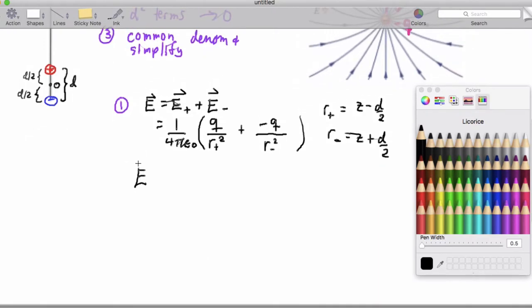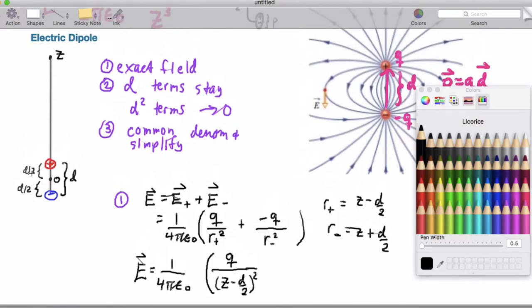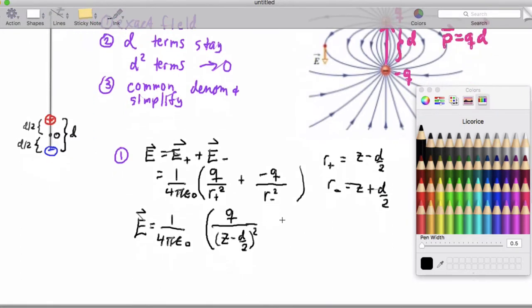So E ends up being equal to 1 over 4 pi epsilon naught, q over z minus d over 2 quantity squared. This comes from looking at the picture. My distance from my origin up to here is z, but I'm d over 2 short for the positive charge. And I have an extra d over 2 for the negative charge, so this will be minus q over z plus d over 2 quantity squared.